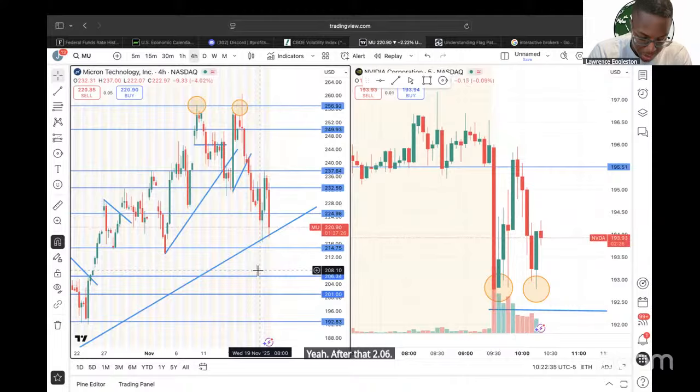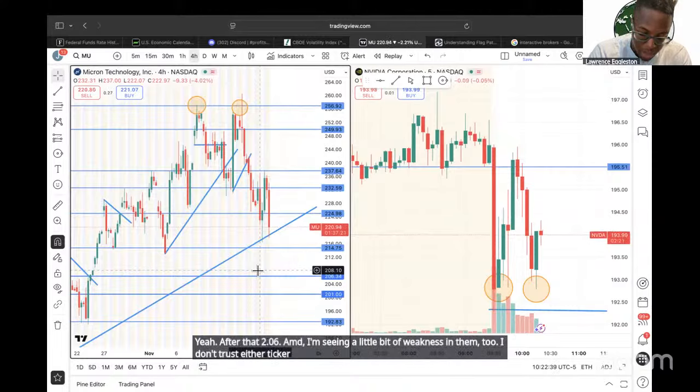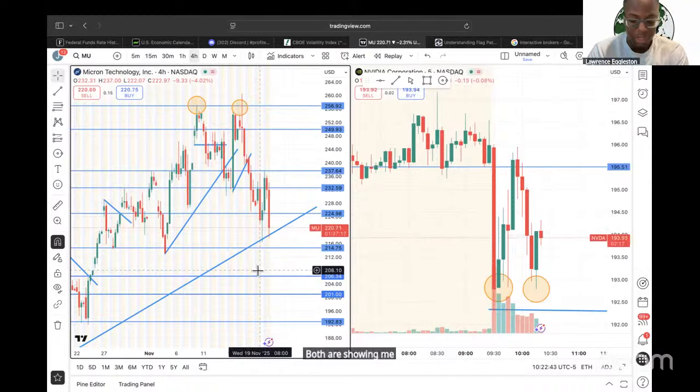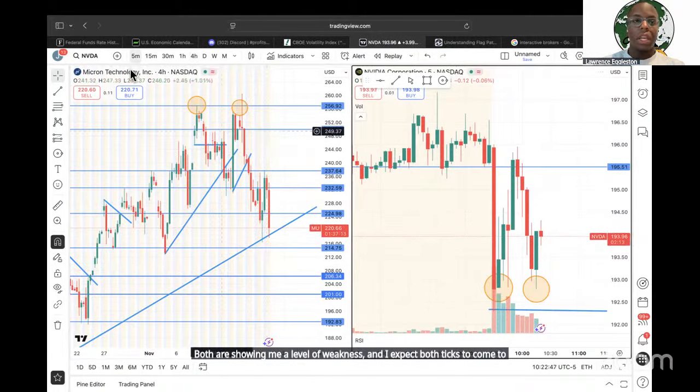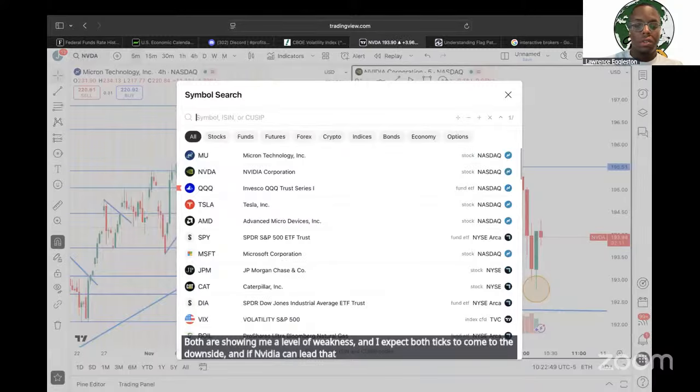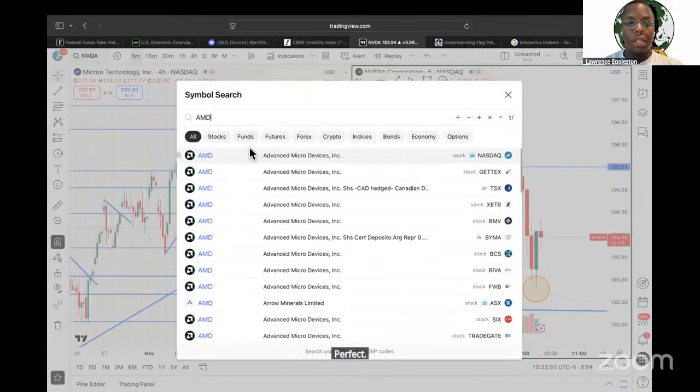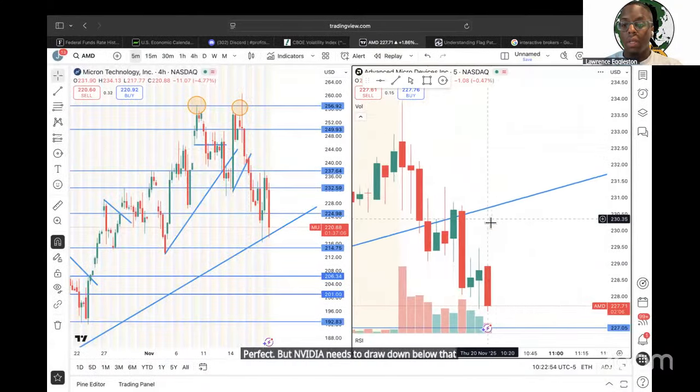AMD, I'm seeing a little bit of weakness in them too. I don't trust either ticker, MU and AMD, right now. Both are showing me a level of weakness, and I expect both tickers to come to the downside. And if Nvidia can lead that charge, perfect. But Nvidia needs to draw down below that 193.